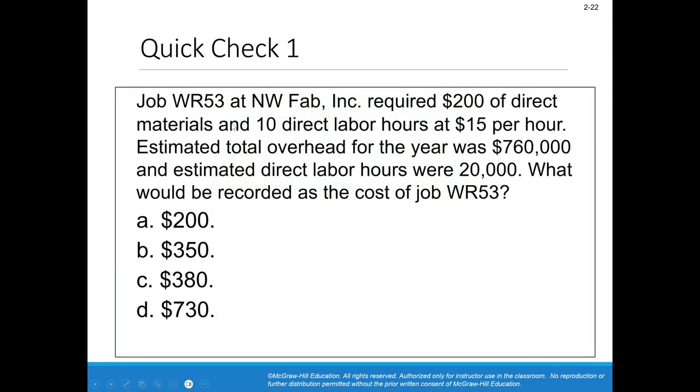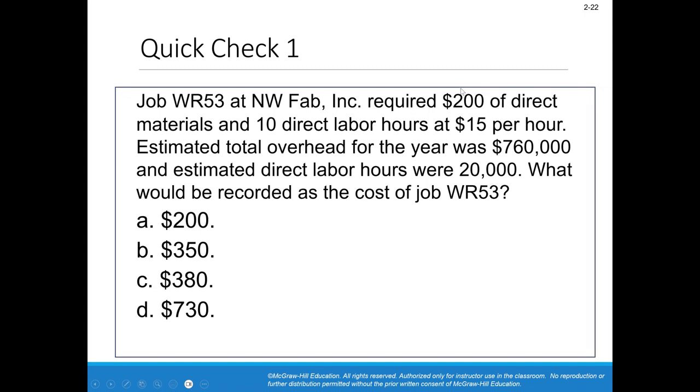So job WR53 required $200 of direct materials and 10 direct labor hours at $15 per hour. So direct materials is $200. Direct labor is 10 hours times 15, $150. Estimated total overhead for the year was $760,000. Estimated direct labor hours were 20,000. What would be the recorded cost?